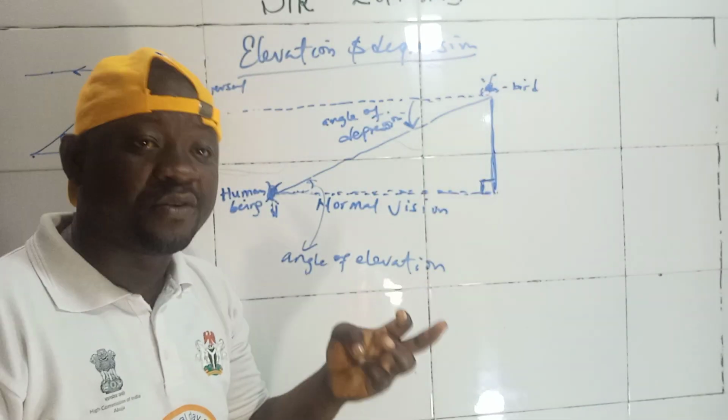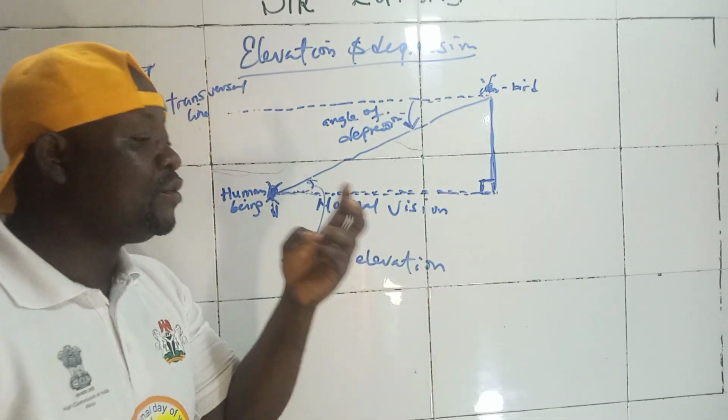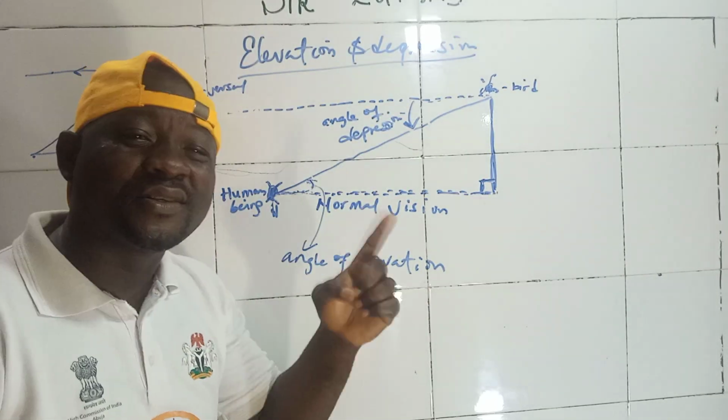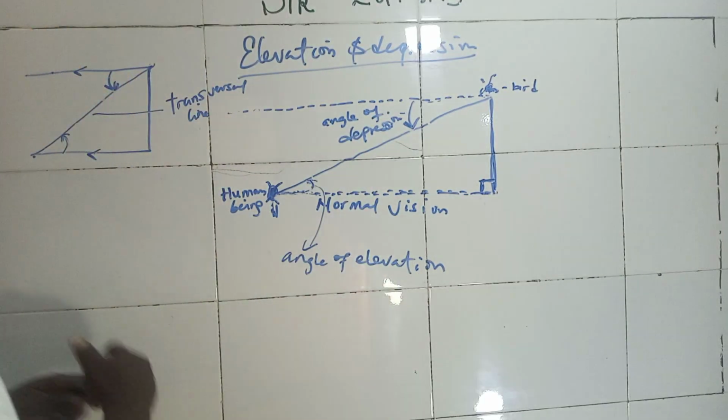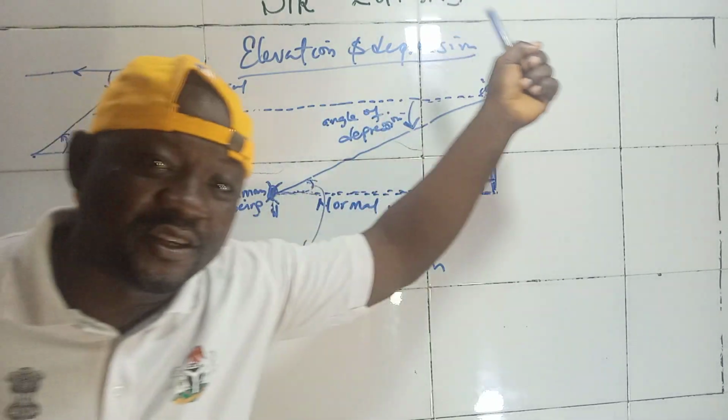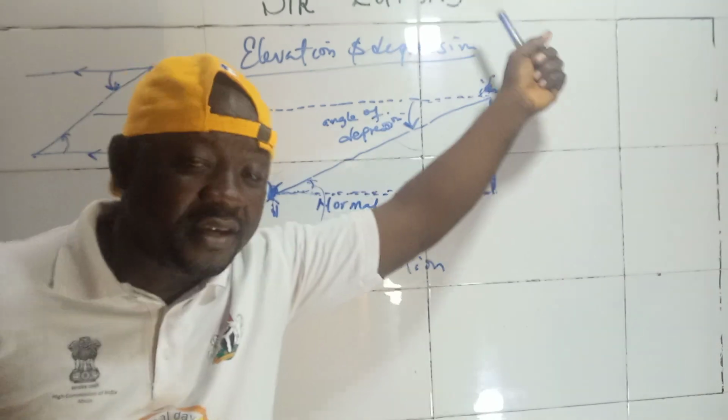One, it makes corresponding angles to be equal. Two, it makes vertically opposite angles to be equal. And three, it makes alternate angles to be equal. So these angles, they are what? Alternate angles. The way you run your sports: one angle in the front, another one at the back.